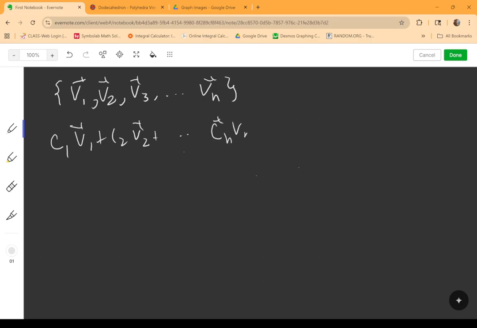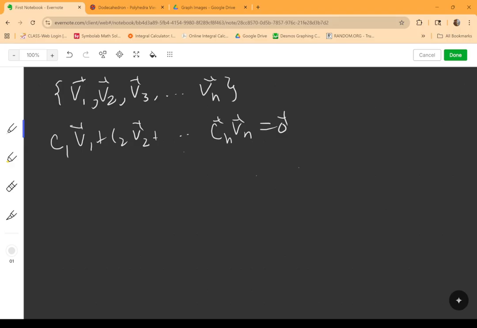All right, so just as a reminder, if you're given a set of vectors v1, v2, v3 to v sub n, we'll establish a relation of linear dependence. So that means we write it as a linear combination set equal to the zero vector.